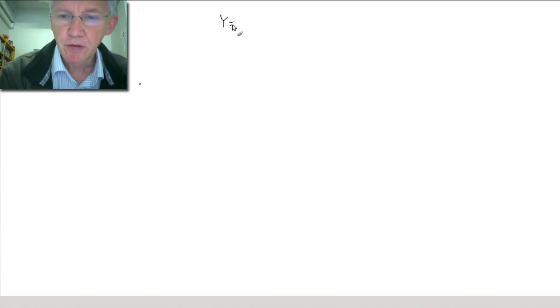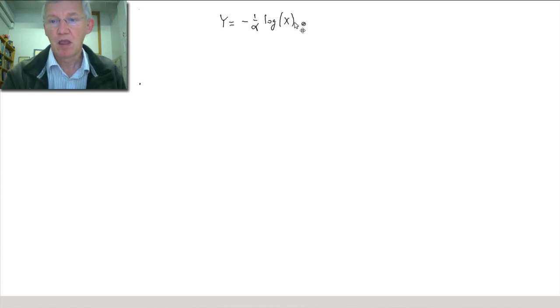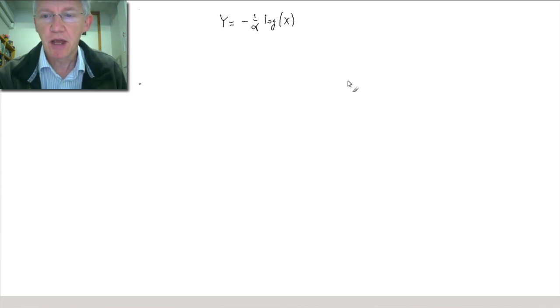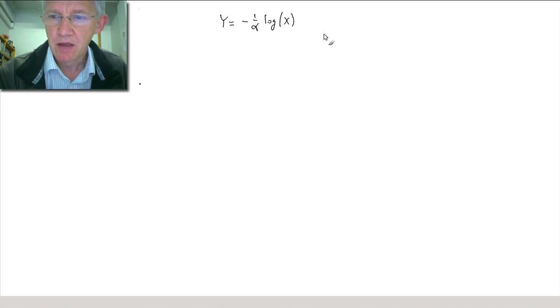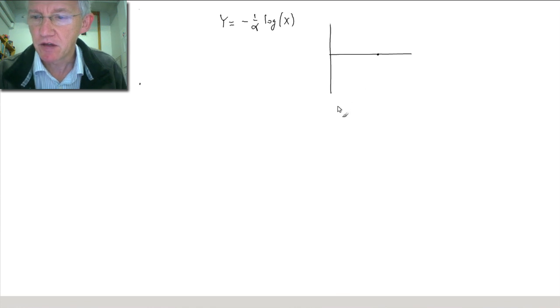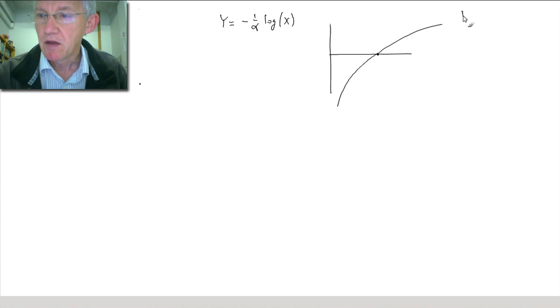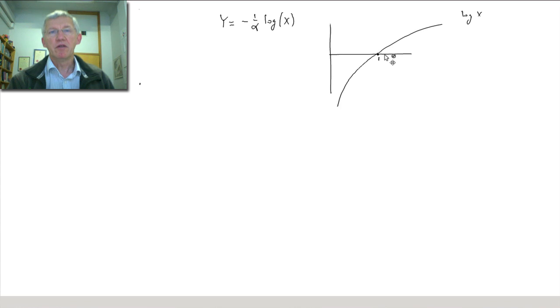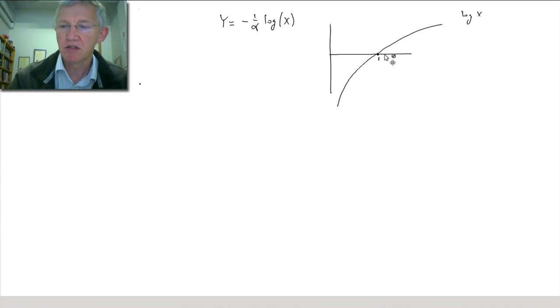So the relationship between y and x is that y is minus 1 over alpha times the logarithm of x, and x lies between 0 and 1. A good way to start here would be just to refresh your memory about the graph of the logarithm. If we just graph the logarithm of x, it goes through 0 at 1. The logarithm of 1 is 0. And between 0 and 1, it's entirely negative.